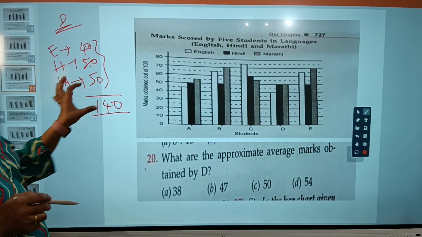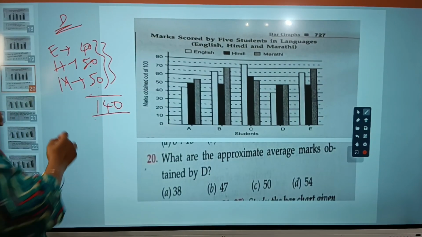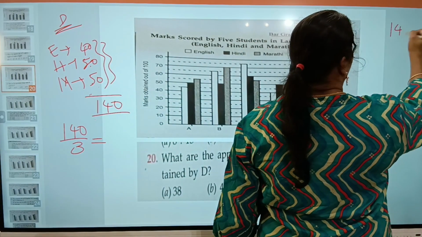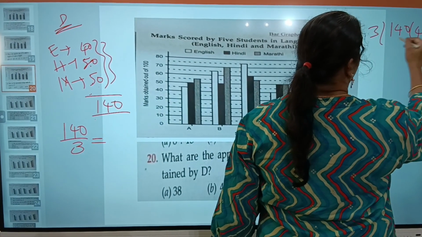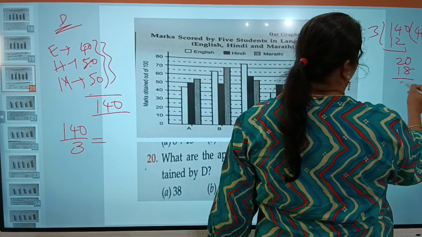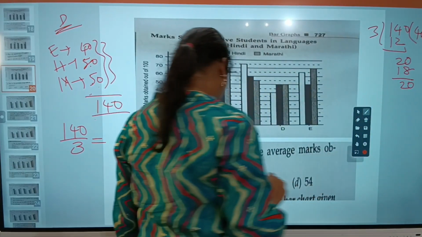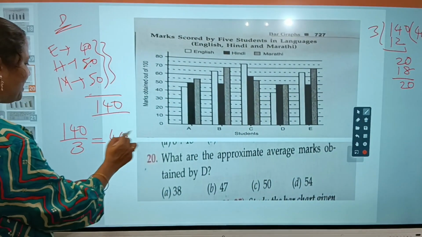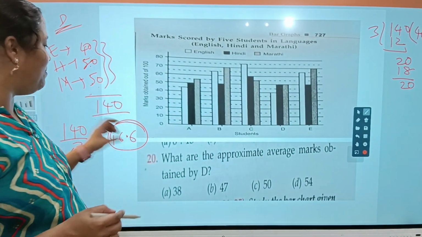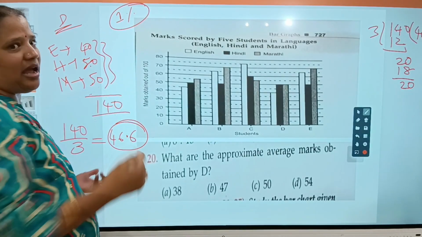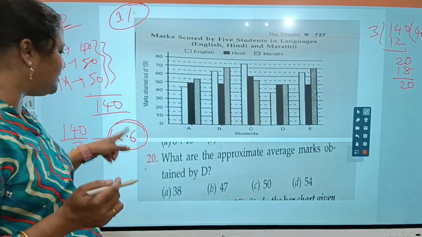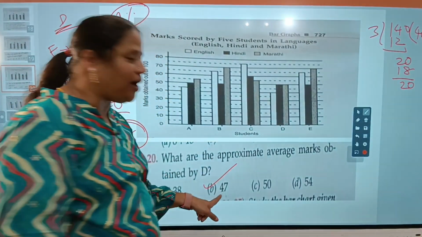So we have to make the average. Average means how many values are there? We have to divide these by 3. Okay, so 140 by 3. 3 4s are 12, 20, 3 6s are 18, 2. So 46.6 percentage. You people should also accurately calculate what your percentage is after exams. Why? Because within 1% you might lose the rank. Okay, in the same way he got exactly 46.6%. That is nothing but from the options it is approximately 47.